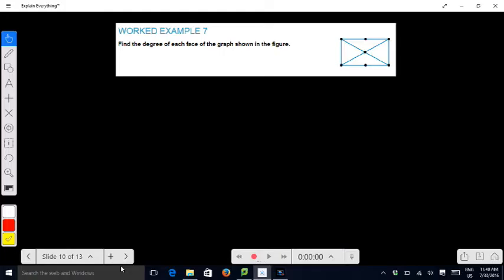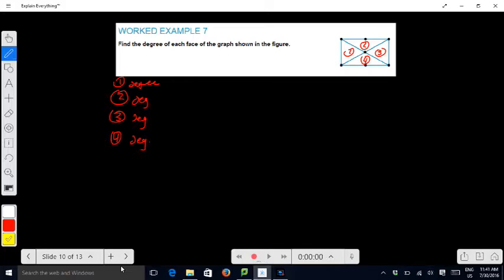Number 7, find the degree of each face of the graph shown in the figure on the right. First thing, label your faces. So I'm going to label them 1, 2, 3, and 4. What's the degree of each? Have a go yourselves, pause the video, work it out.